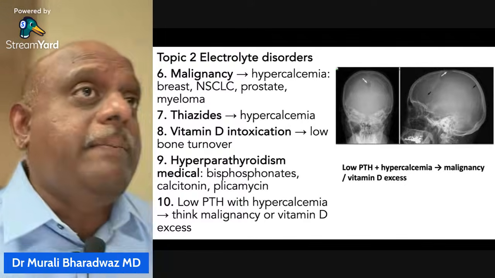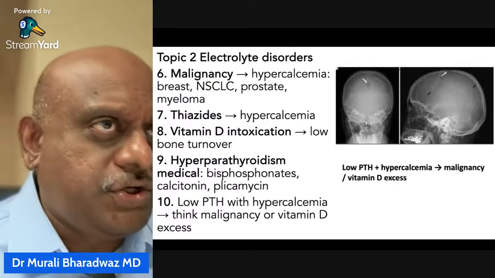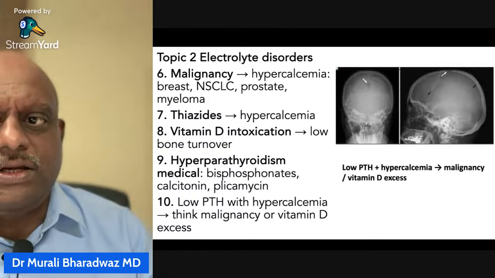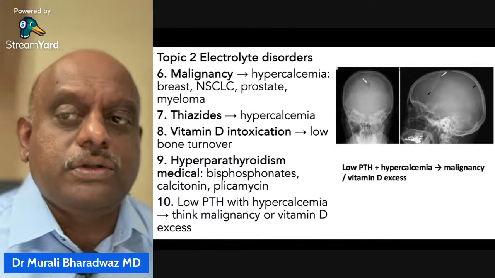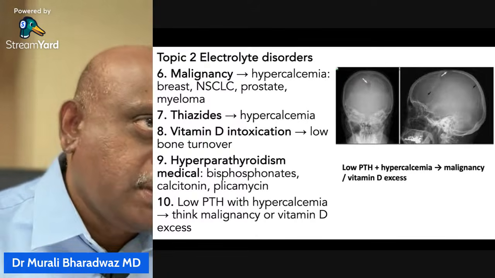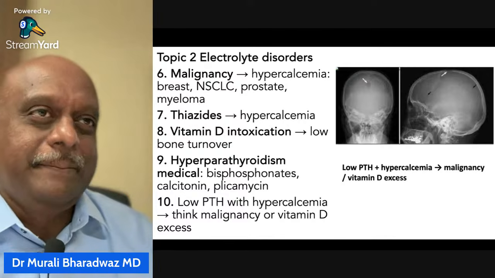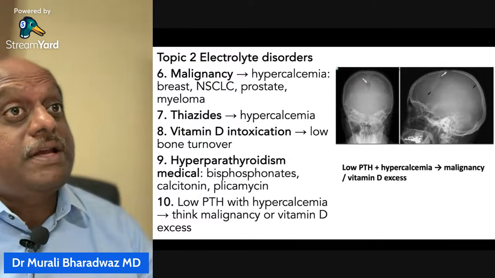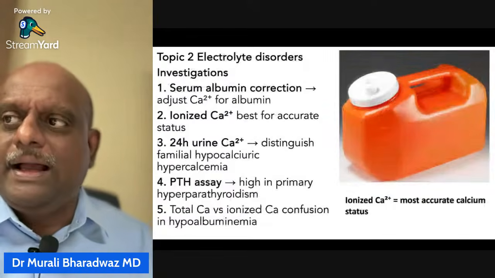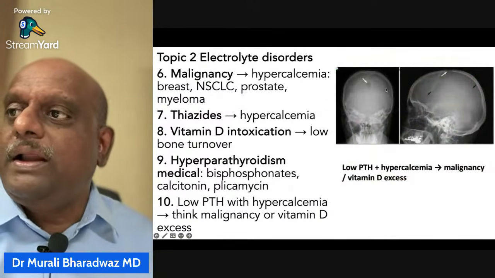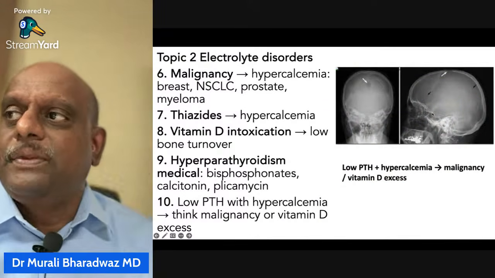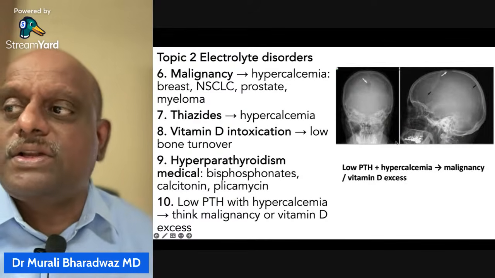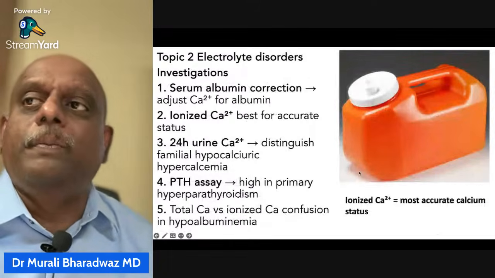And whenever there is a hypercalcemia with a low PTH, what are the two reasons? Vitamin D intoxication, and even malignancy, PTH is low. Sarcoidosis also, PTH is low. In hyperparathyroidism, PTH is high with hypercalcemia, is what you need to remember. So what is this, doctor? This is malignancy, vitamin D excess leading to hypercalcemia and low PTH.